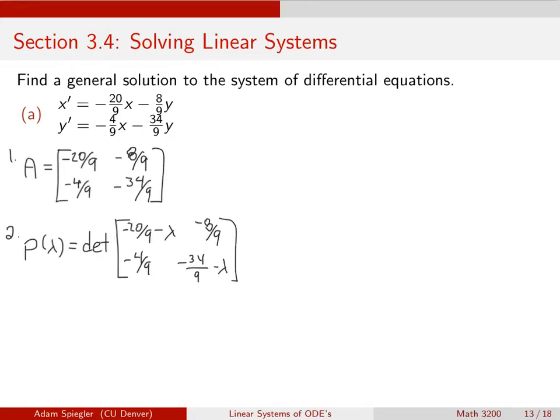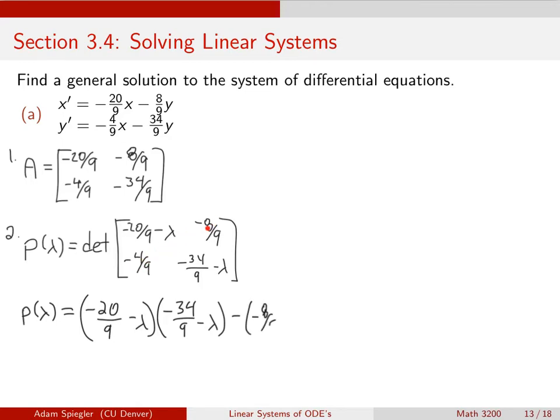And when we take the determinant, that means we're going to multiply our two diagonal entries. So we're going to get the minus 20 ninths minus lambda times our other diagonal entry, which was the minus 34 ninths minus lambda. And then we're going to subtract the product of the off-diagonal entries. So that's going to be the minus 8 ninths times the minus 4 ninths. So that's what we would call the characteristic equation for this matrix. And we want to figure out when is that going to be equal to 0.